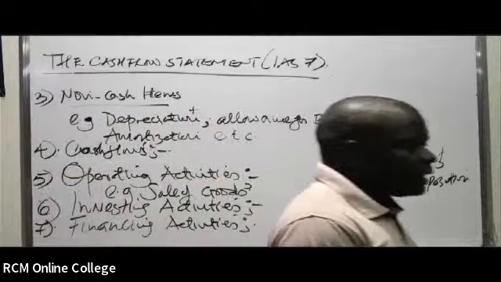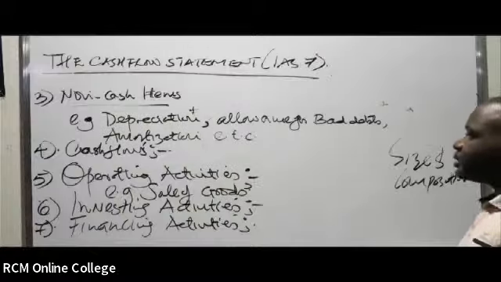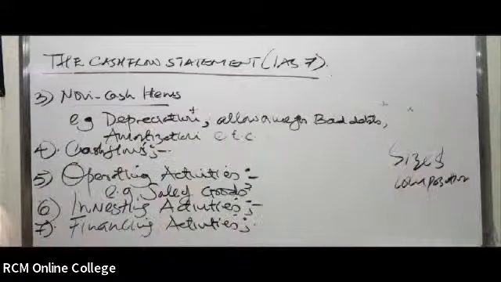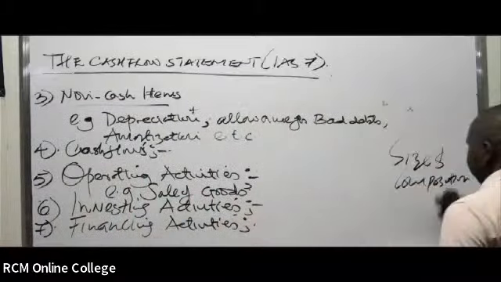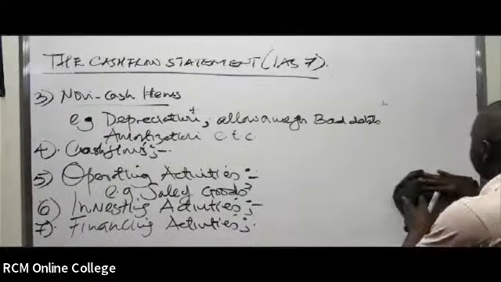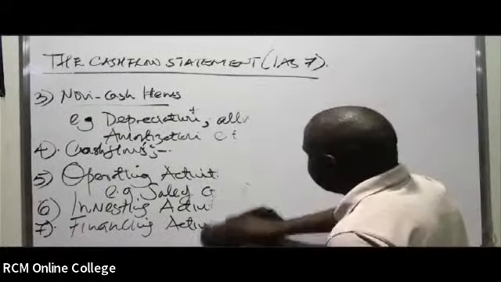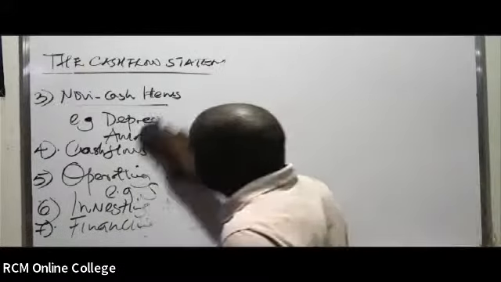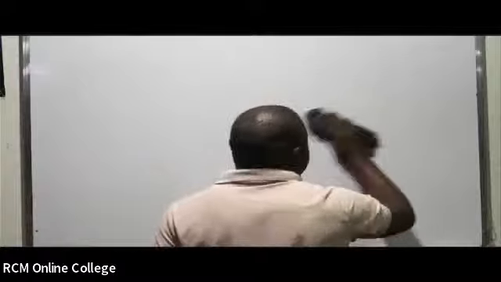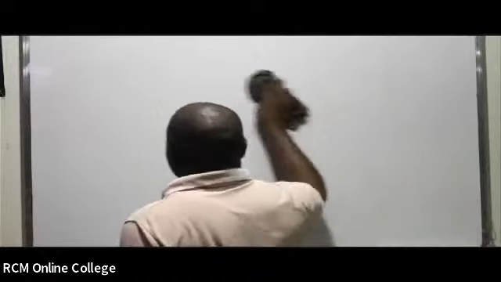So those are part of the key terms that you have to look at. Now we look at the format of what the cash flow statement will likely look like. There are two methods of preparing the cash flow statement: the direct method and the indirect method. The indirect method is the commonly used and commonly tested in the exam.